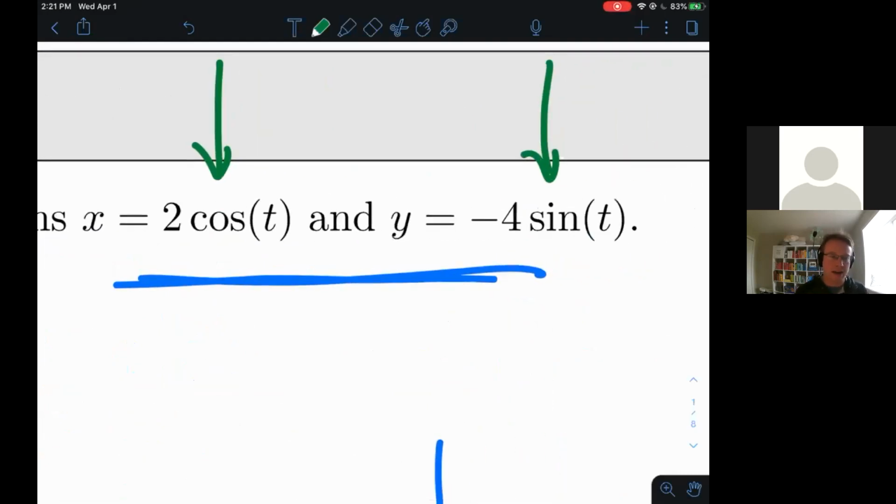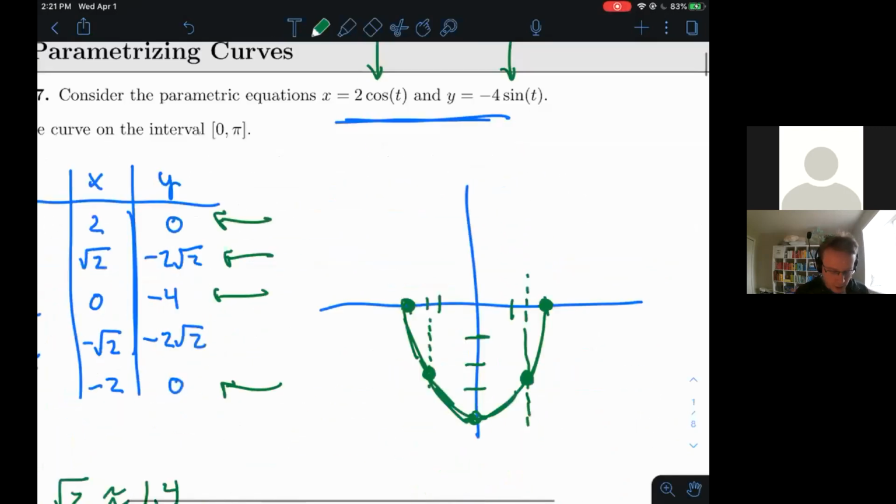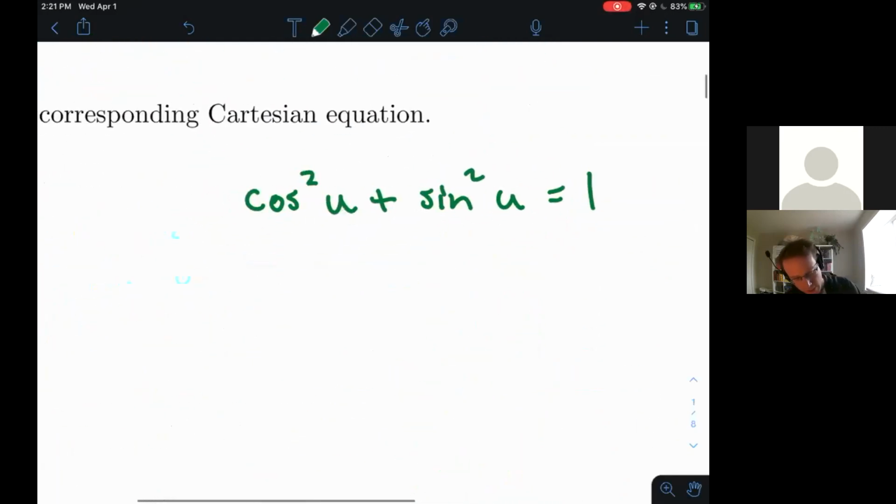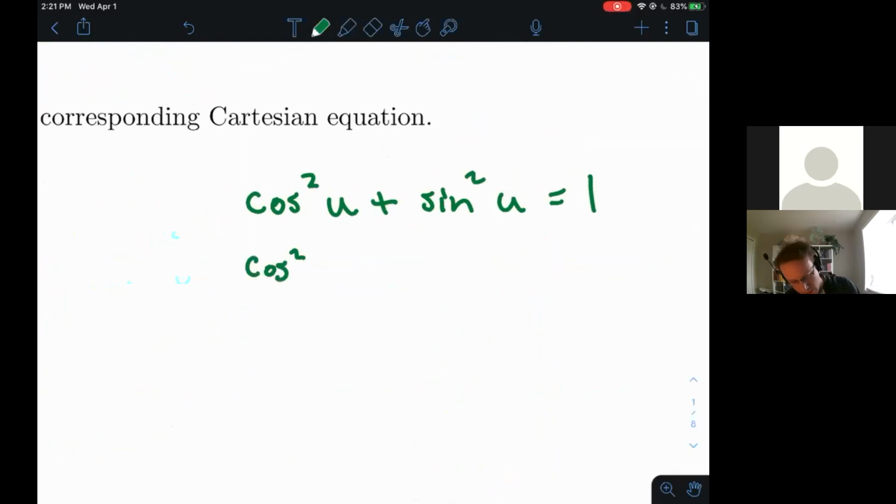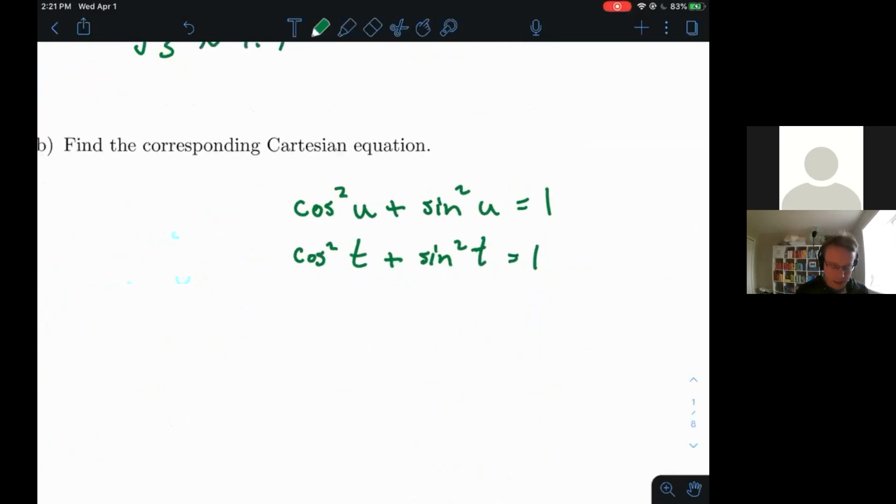In this case, we happen to have cosine of t and sine of t. You can notice that inside of the cosine and inside of the sine, it's the exact same thing, t. So it will be true that we can substitute in and have cosine squared t plus sine squared t equals 1. From this, we need to figure out what cosine squared and sine squared would be equal to in terms of x's and y's.